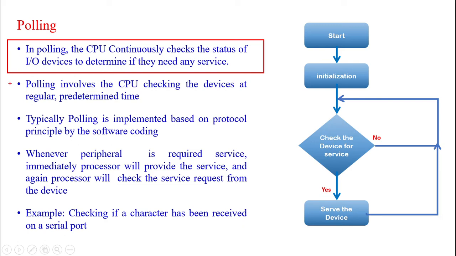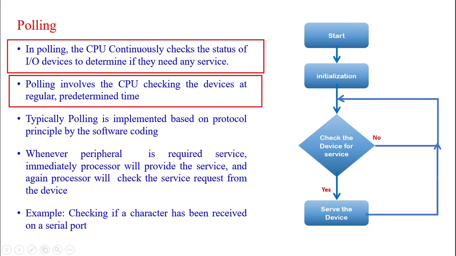Okay, and the second point, try to understand here. This will be done periodically, not one time. The polling involves the CPU checking the device at a regular predefined time. So it will be running every millisecond, maybe 10 millisecond, 100 millisecond, or 1000 millisecond. For every 100 millisecond, the processor will check the device.